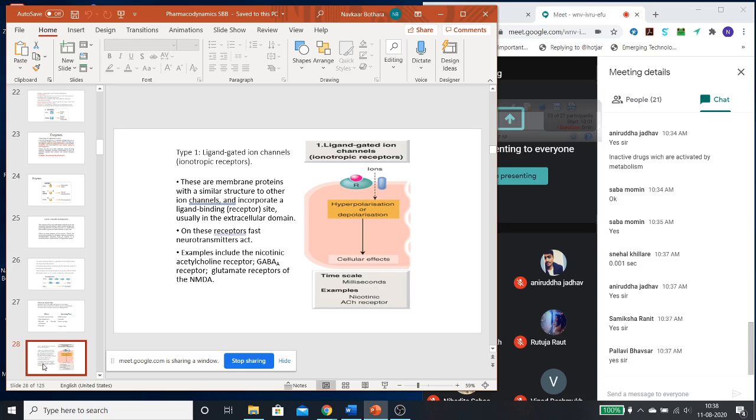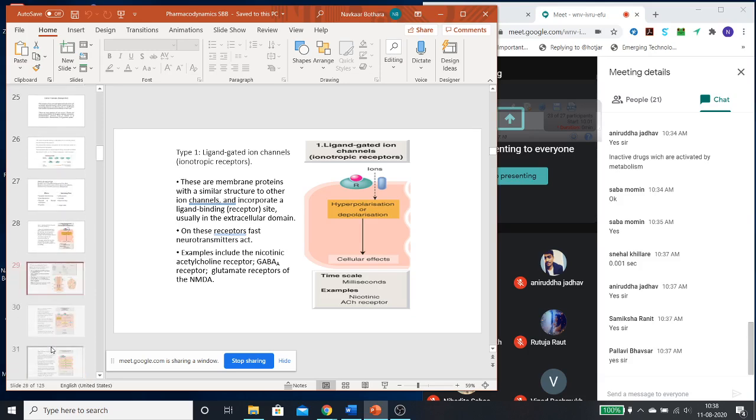Next are the structures, how they are showing or how fast they are acting. Example is what we call ligand gated ion channels. We call them ionotropic receptors. They are membrane proteins with a structure similar to ion channels, and the ligand binding receptor site is present in the extracellular domain. So when it acts on the receptor, it causes opening of the channel. Because of that, it causes either hyperpolarization or depolarization. The time taken is milliseconds. Example, nicotinic acetylcholine receptors.